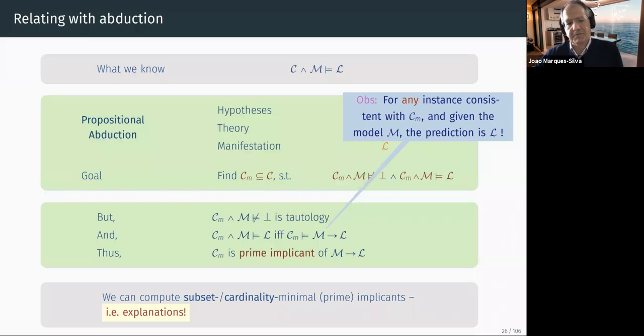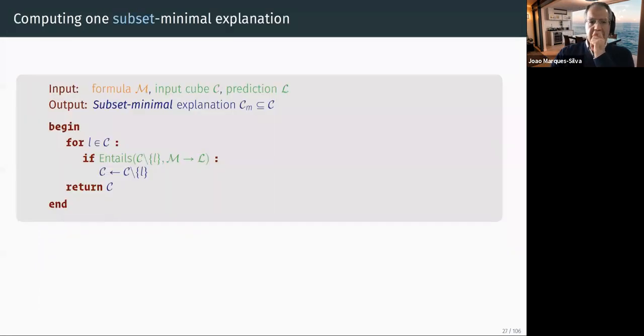And a number of authors over the last year and a half have been putting effort into trying to compute PI explanations, or prime implicant explanations, efficiently. Now, this is a very strong statement. What I'm saying is that for any instance that is consistent with the subcube I'm picking, and given the model, I'm going to guarantee that the prediction is going to remain unchanged. And we are going to see more examples throughout the rest of the lecture.